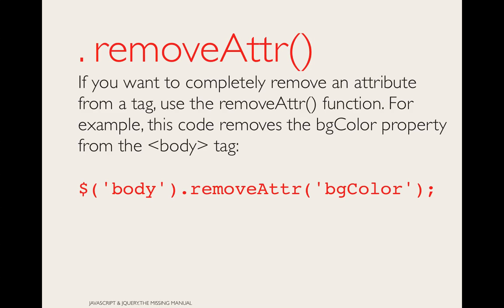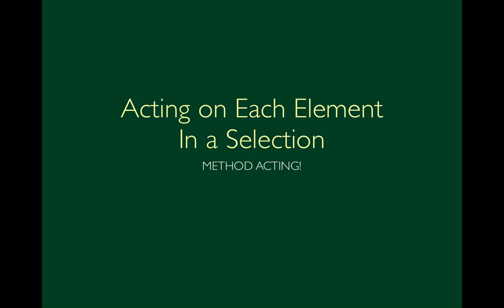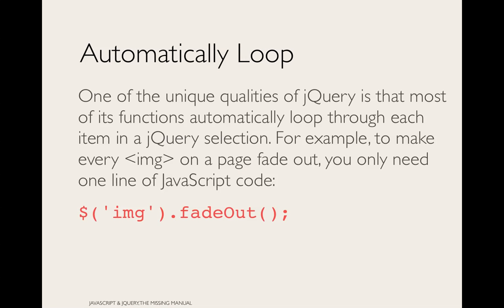Remove attribute works exactly the opposite of the previous one. So if you want to completely remove an attribute from a tag, use remove attribute. Remember, jQuery acts on each element in a selection. It automatically loops through a selection. So say you want to take every image and fade it out from a document. You would just say image.fadeout.